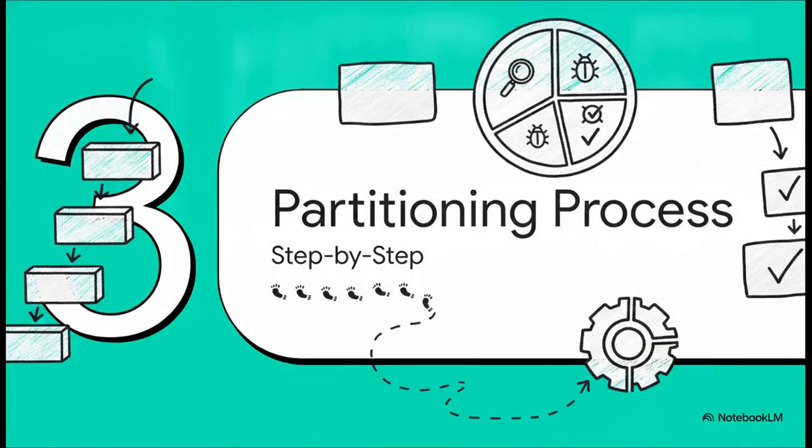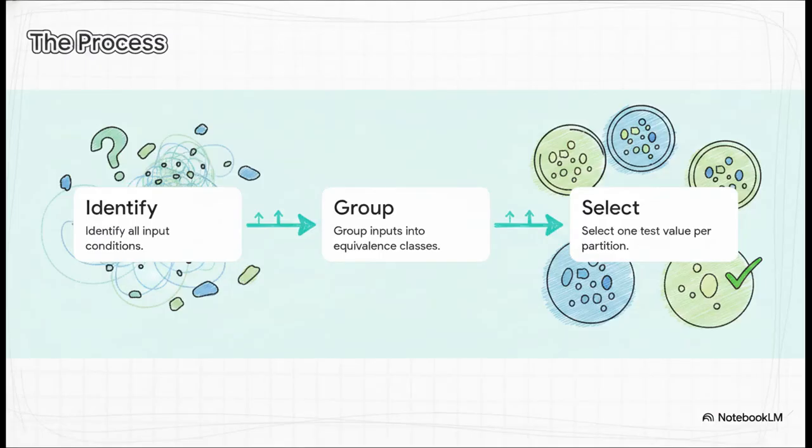All right, Section 3, the partitioning process, step by step. This step-by-step walkthrough is essentially your map for shifting from chaotic, random testing to organized, highly efficient testing. First, you identify the input conditions. What exactly is the system asking the user for? Second, you group those inputs into your equivalence classes based on how the system is supposed to respond. And finally, step 3, you select just one representative test value from each partition. That's the whole shebang. Let's look at how this actually plays out in action.